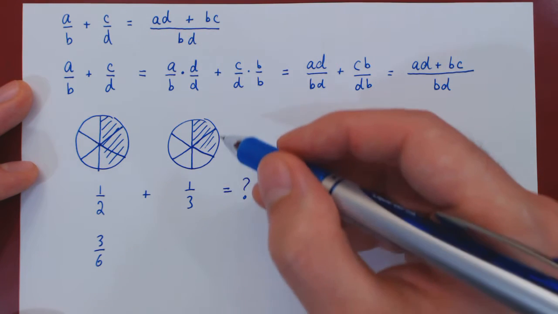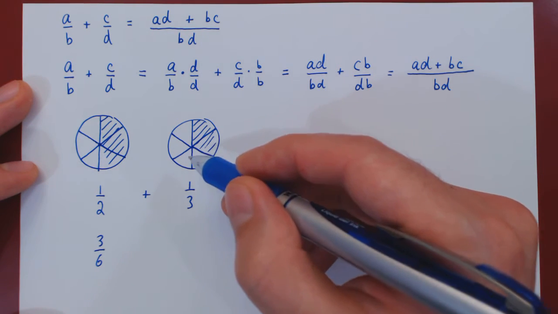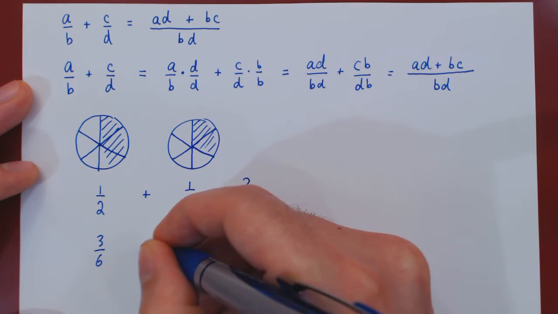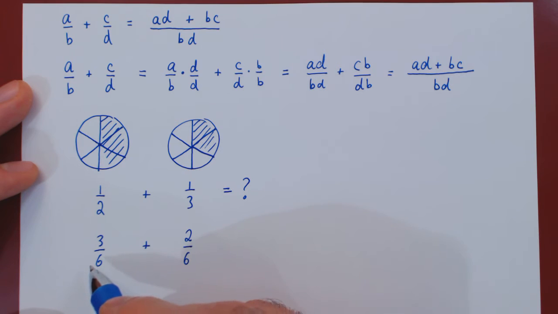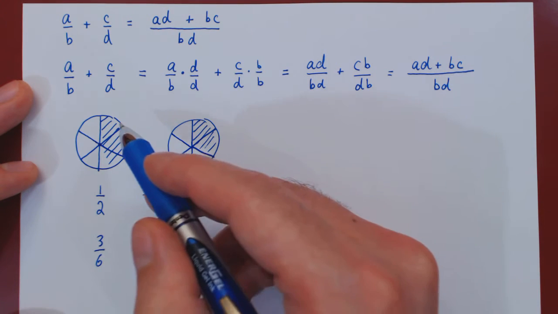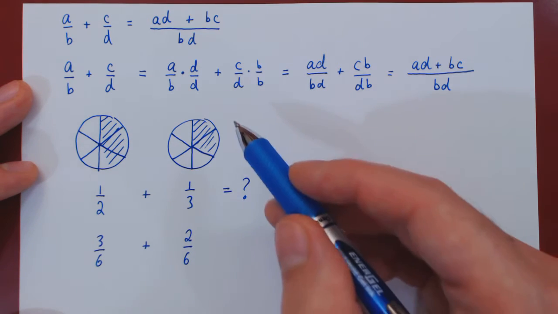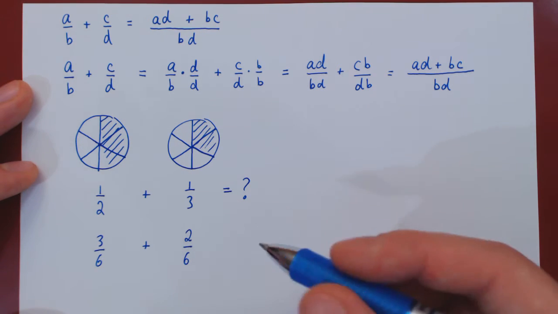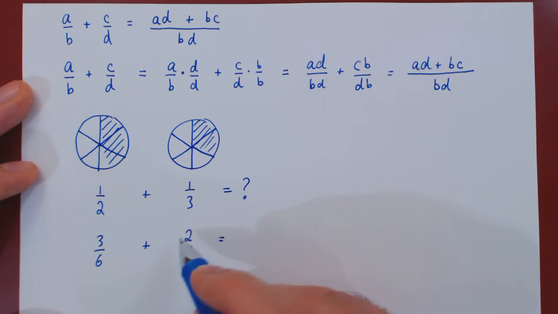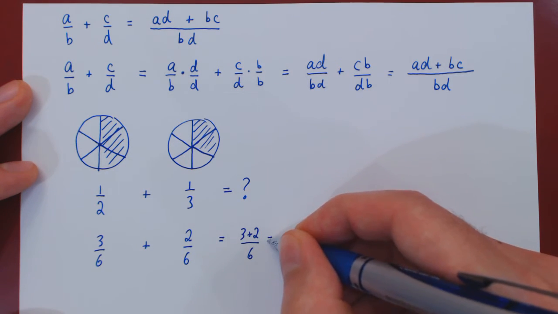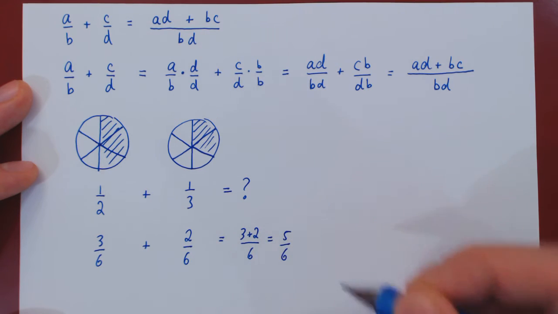And 1/3 is viewed as 2 pieces out of 6. And now we can perform the addition, right? Over 6, the pieces are of the same size. So we have 3 pieces, plus 2. So we have, of course, a total of 3 plus 2 over 6 pieces. So we have 5 out of 6.